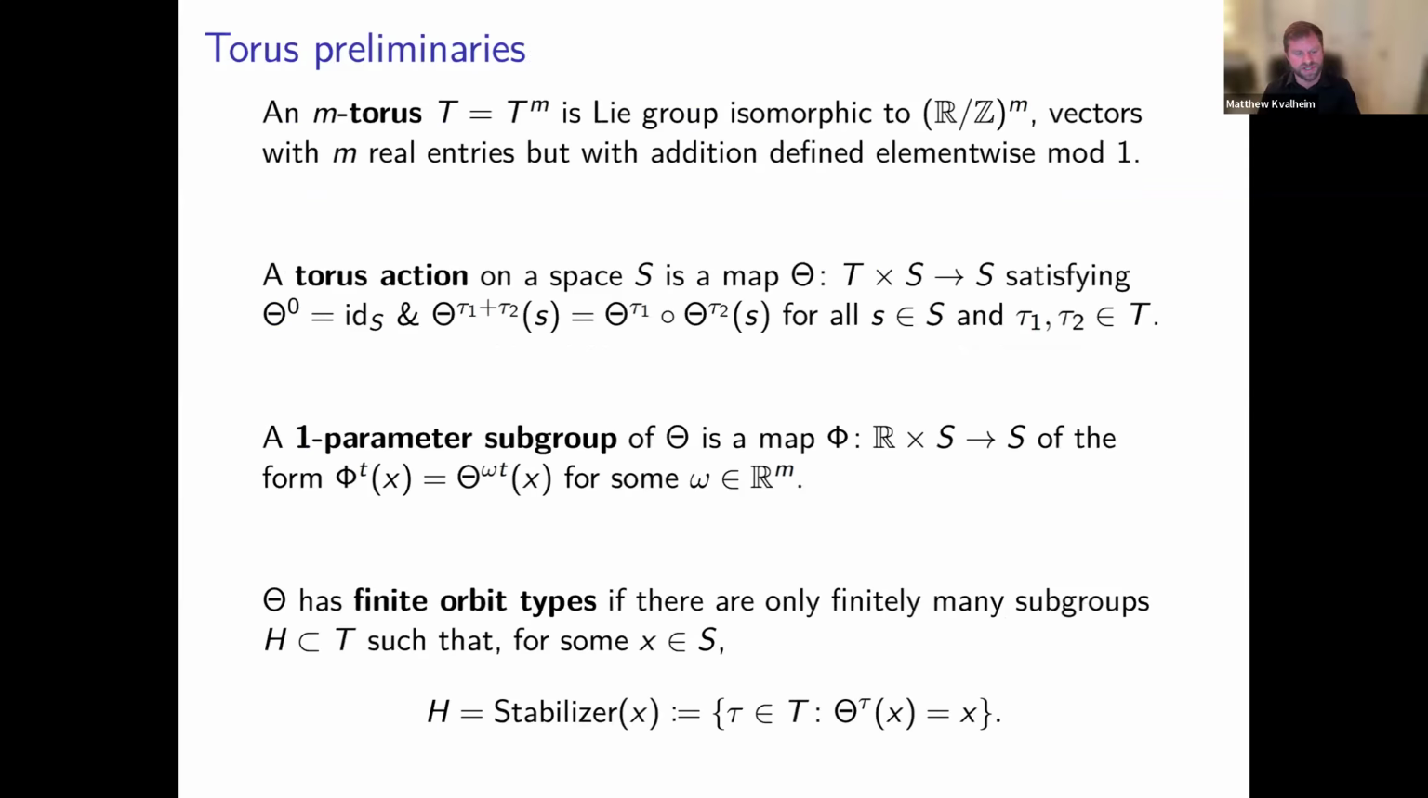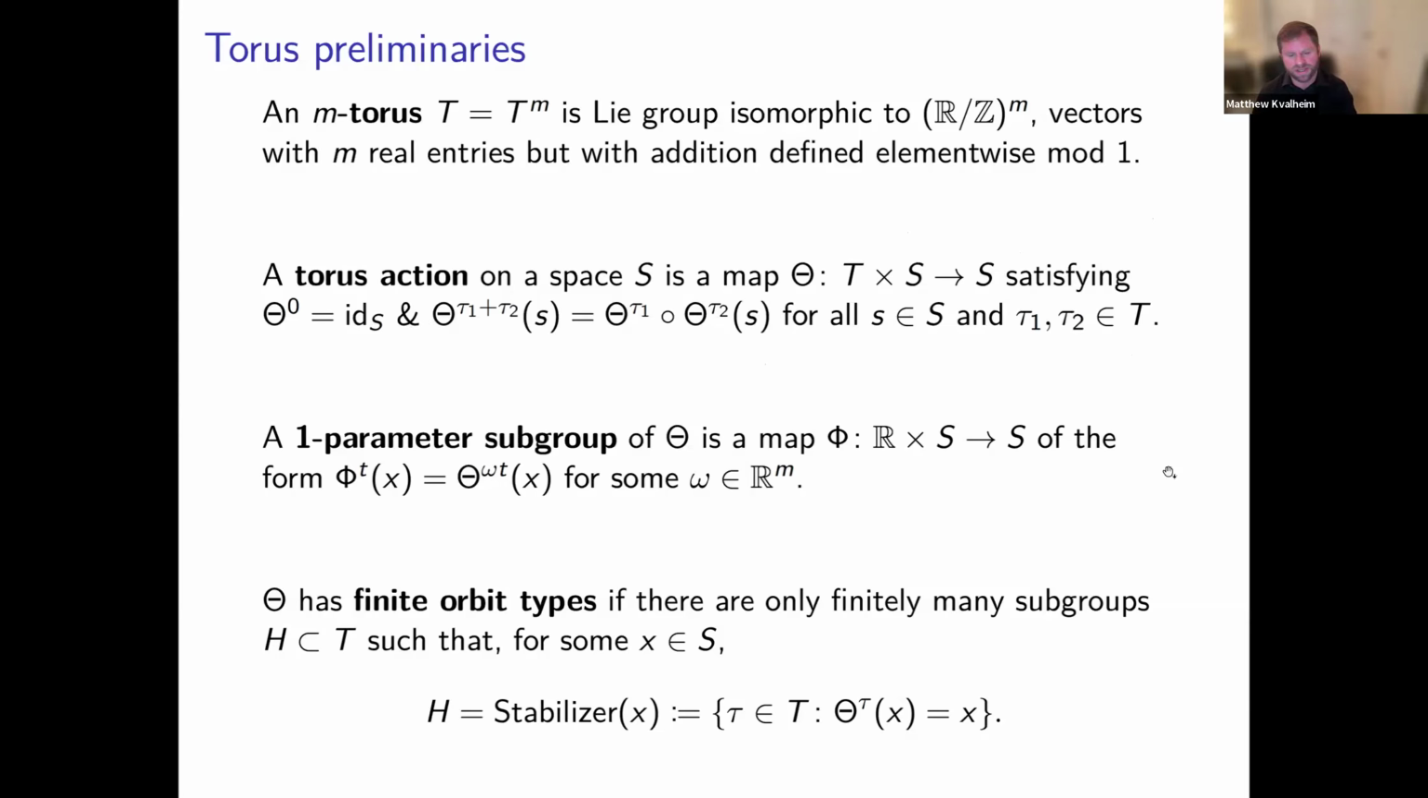So in order to state the results precisely, I need to say some things about tori and torus actions. I'm going to be thinking about the m-torus as just a Lie group isomorphic to R mod Z to the m. So just vectors with m real entries, but addition defined element-wise modulo 1. And a torus action, just a special case of a group action where the group is a torus on a space S, is just a map theta from the torus cross S into S, satisfying this same kind of property that flows satisfy, the group property. So theta 0 is the identity, and theta of tau 1 plus tau 2 is the same as doing theta tau 2 followed by theta tau 1.